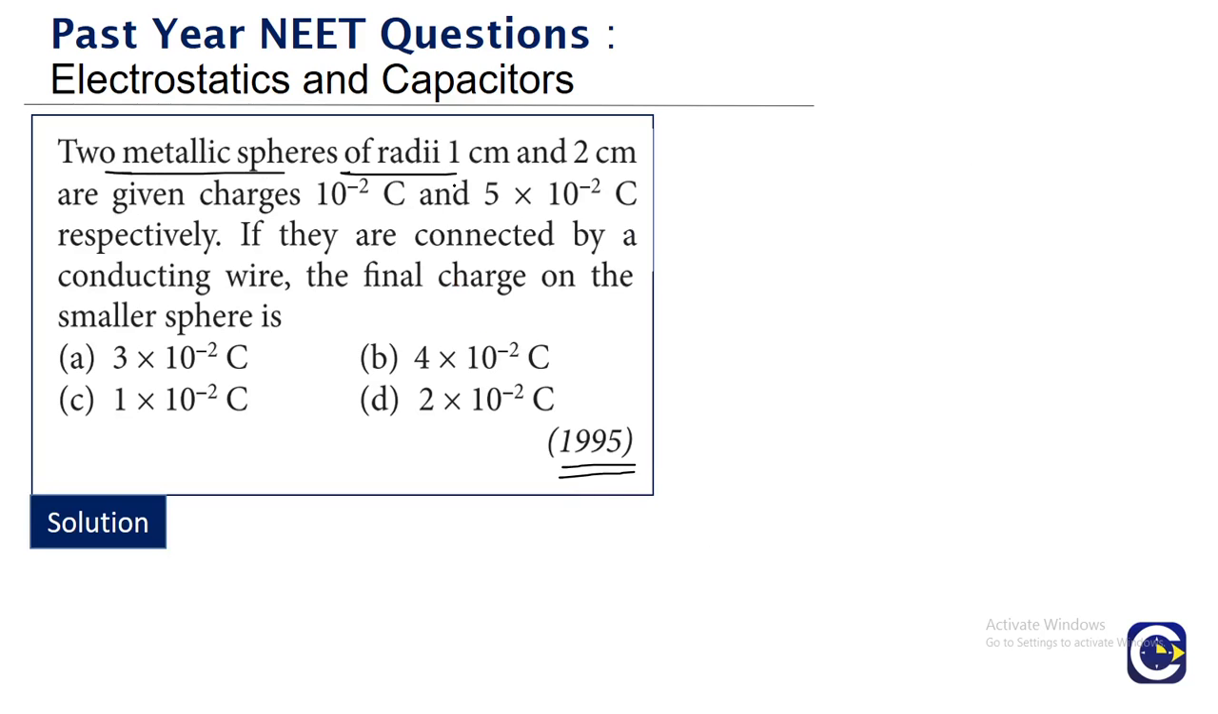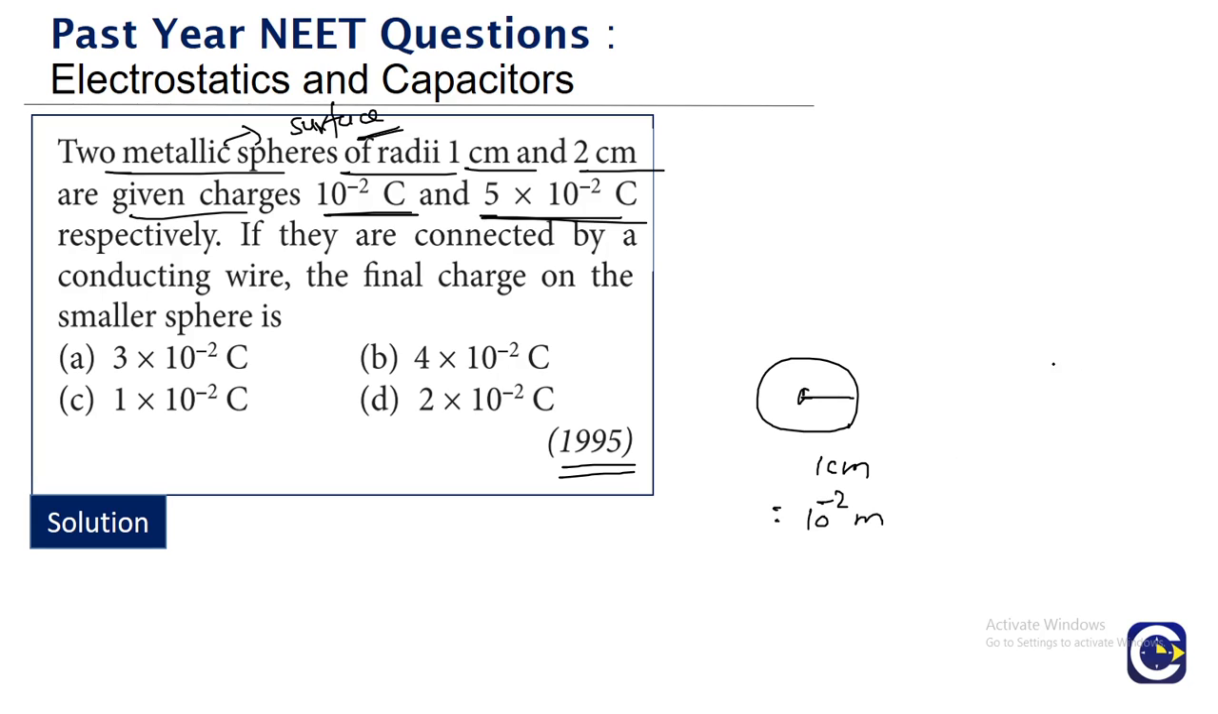Two metallic spheres. Metallic spheres means the charge will be residing on the surface. Radii 1 centimeter and 2 centimeter are given charges. What are the charges given to them? 10 power minus 2 coulombs and 5 into 10 power minus 2 coulombs. Means one sphere is having a radius of 1 centimeter. 1 centimeter means we can take it as 10 power minus 2 meter. The other one is having a radius of 2 centimeters, means 2 into 10 power minus 2 meter.